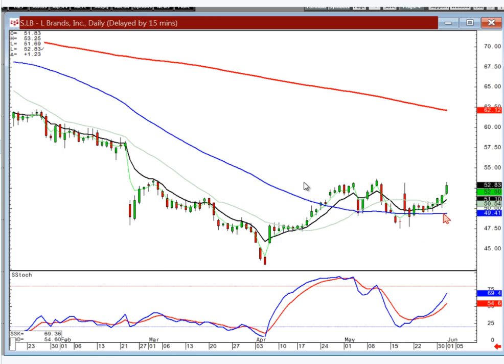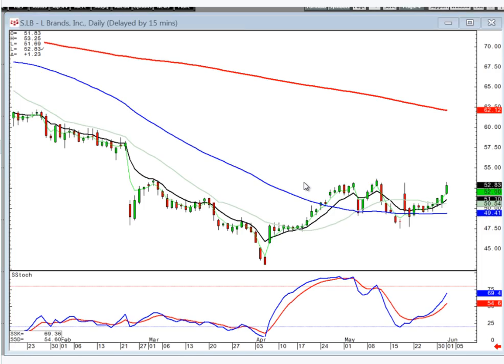L Brands, you can be buying this one, especially if it breaks out. You can see kind of the slow curve to the upside.